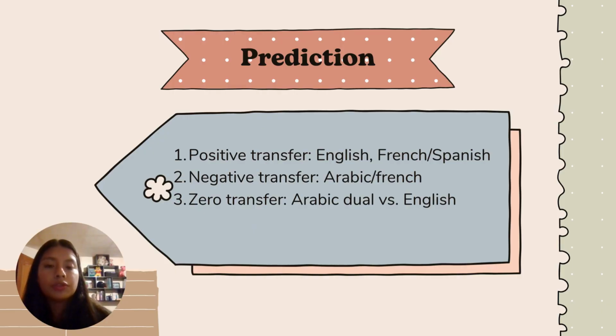In prediction we have three cases. The first case is positive transfer, when we have a similar structure in the language we are going to learn. For example, English, French, and Spanish. Another case is negative transfer, when we have a different structure in the language we are going to learn. For example, Arabic and French. And another case is zero transfer, when these languages have no relation, for example, Arabic and English.